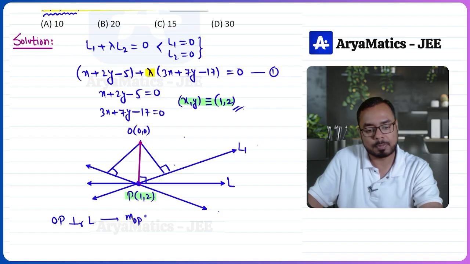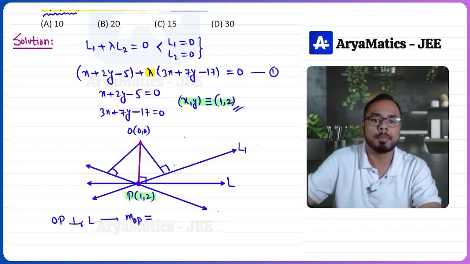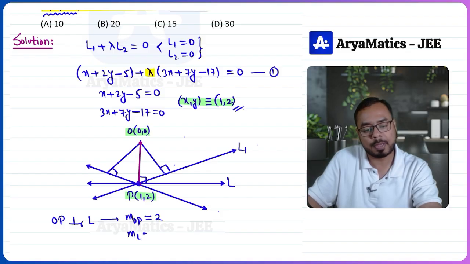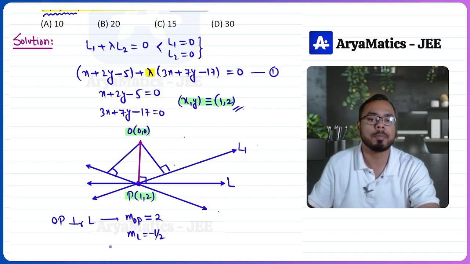Slope of line OP will be the difference of y coordinates, when these are the two points, one is 0, 0, other one is 1, 2. So the difference of y coordinates by the difference of x coordinates will be 2. That means the slope of line L will be minus 1 by 2.